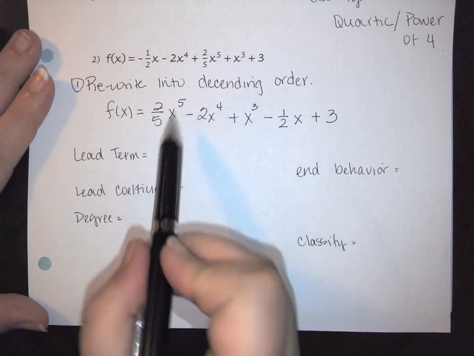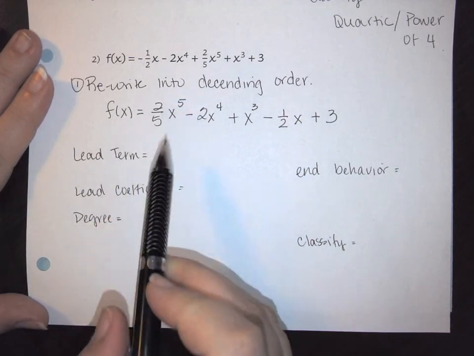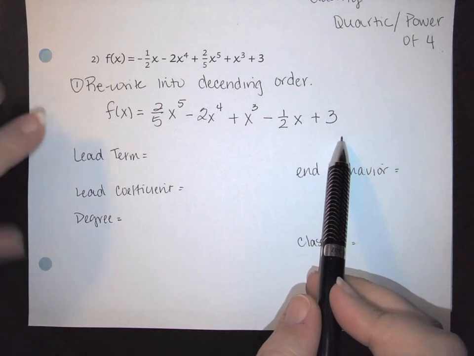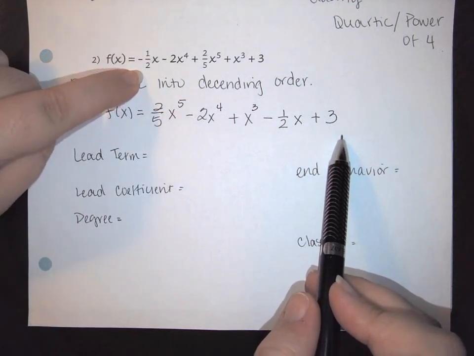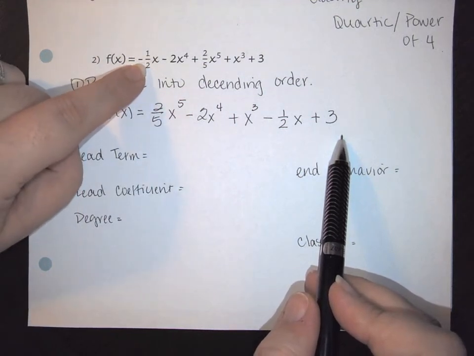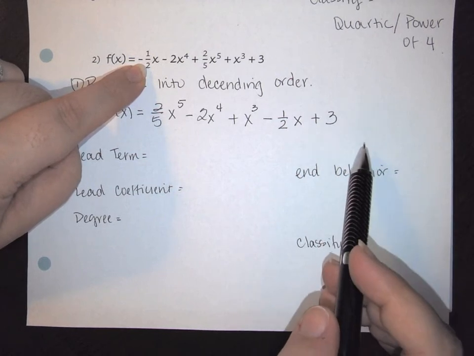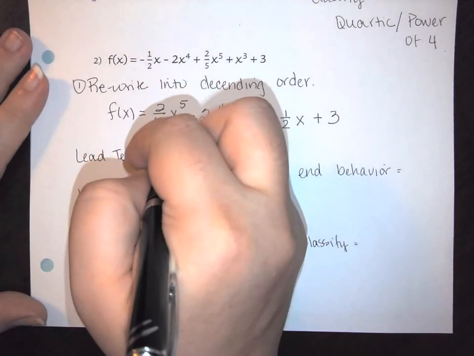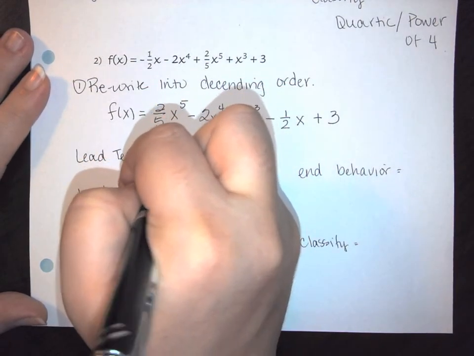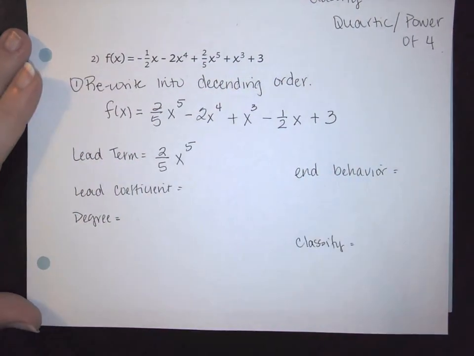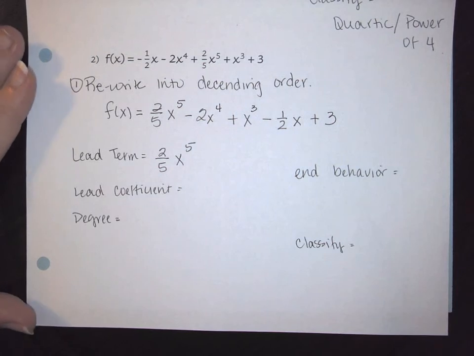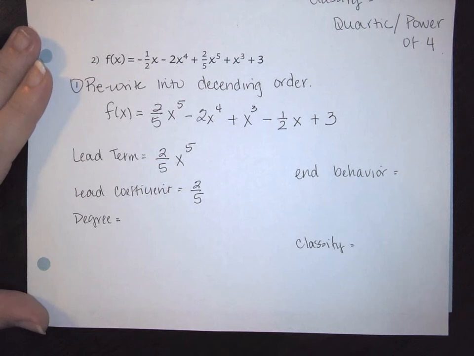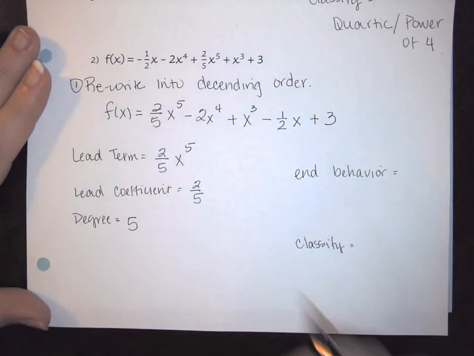So my leading term again is that very first term, and this is why it's so important to rewrite things in descending order. If you look at the equation as originally written, we may identify the wrong term as being your leading term. So when we rewrite it in descending order, we are sure that we identify the proper information for classifying our polynomial. Now that being said, the leading coefficient again is the coefficient attached to the x value with your degree.